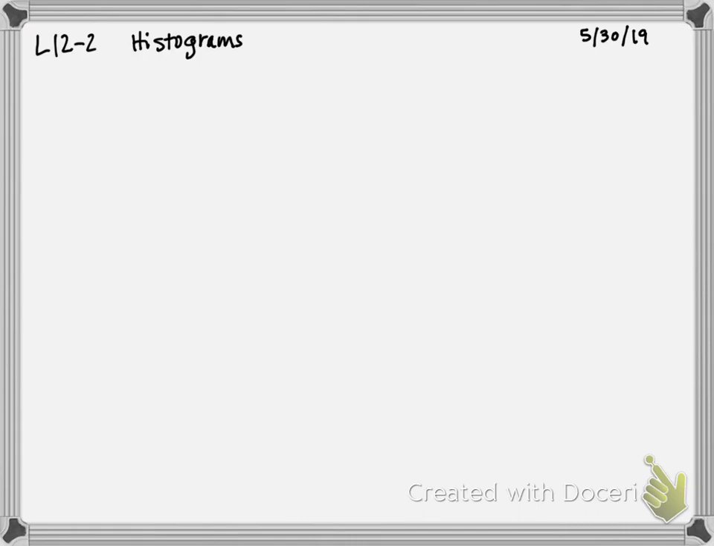All right, so let's talk about what is a histogram. So it sounds like history, right? And a gram is like a note, so it's a note about history? I'm not exactly sure, but basically what it is is kind of a bar graph. So it's a type of bar graph.